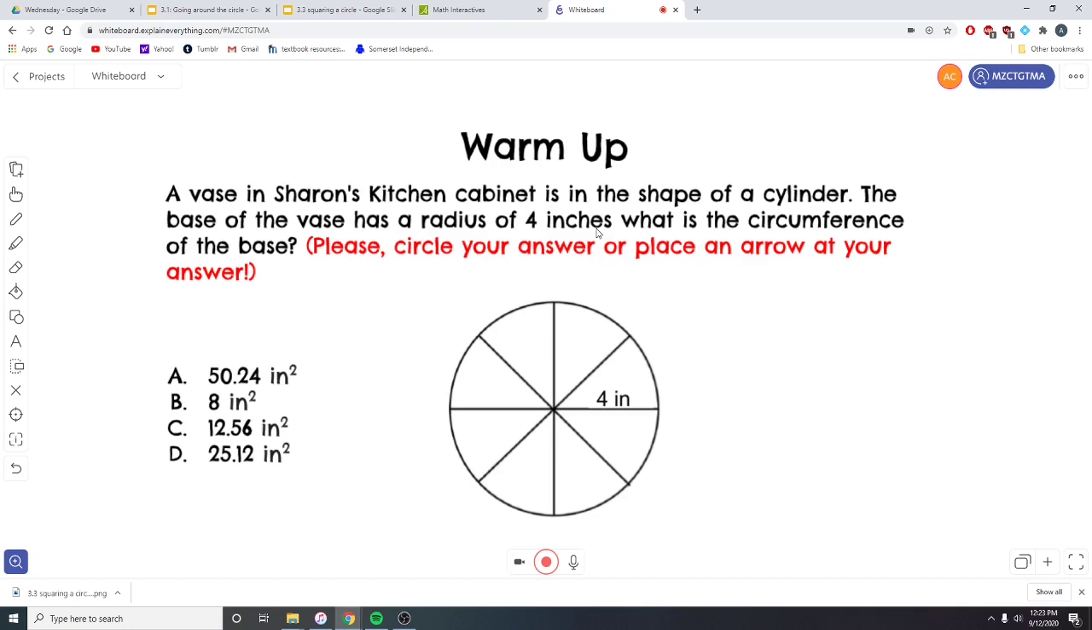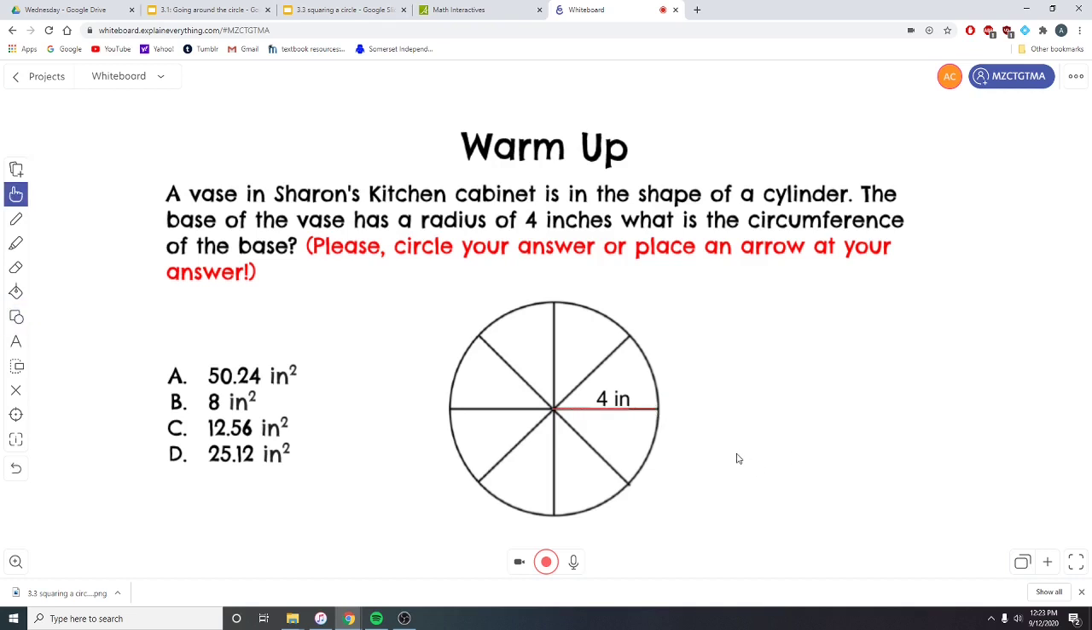Every year when I give out this question, a lot of kids make the mistake of thinking that the whole line from one side to the other is 4 inches. But if you read it carefully, it says the radius is 4 inches. So I'm going to label it here. From here to here, it's 4 inches.